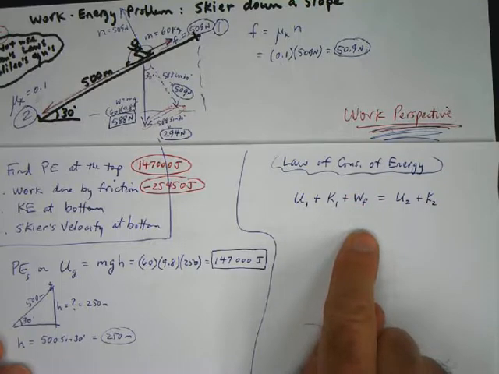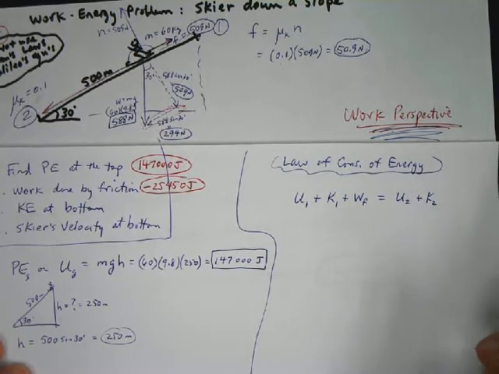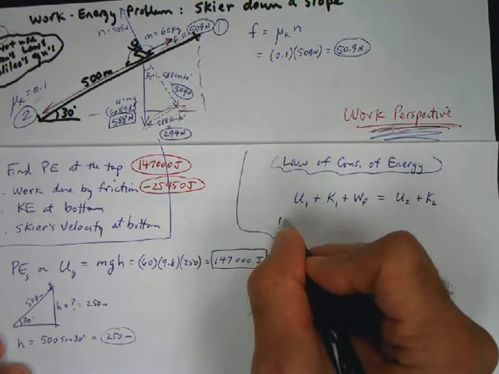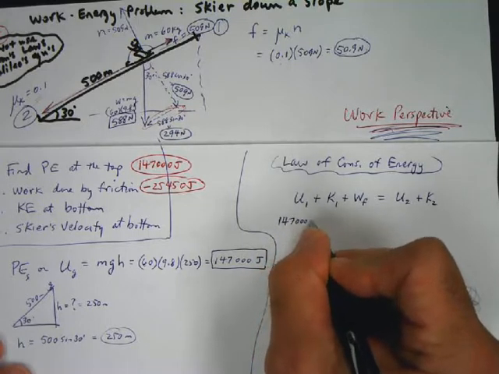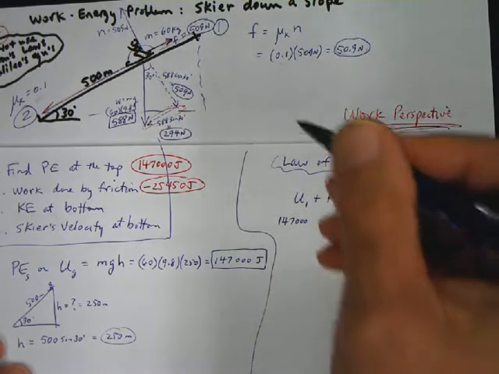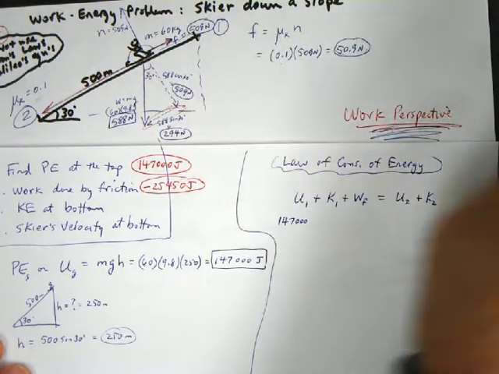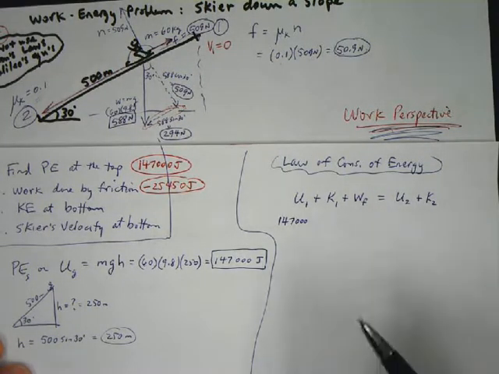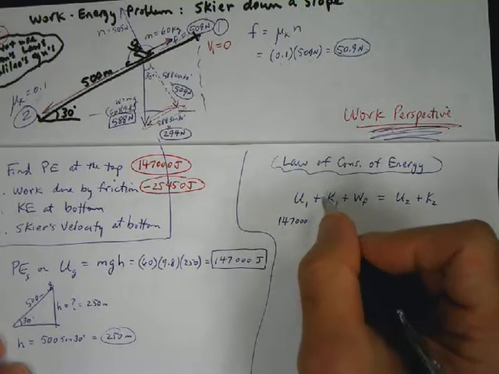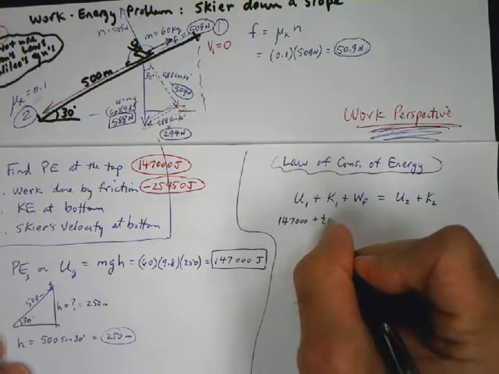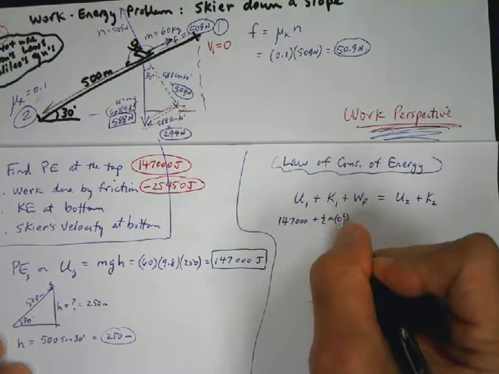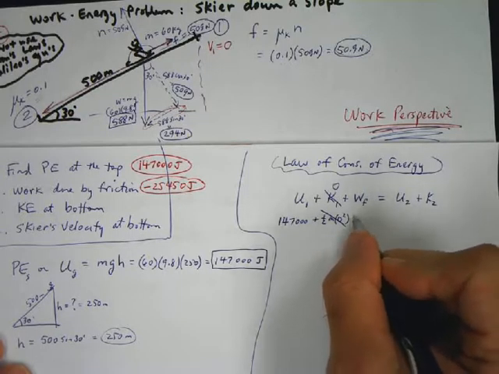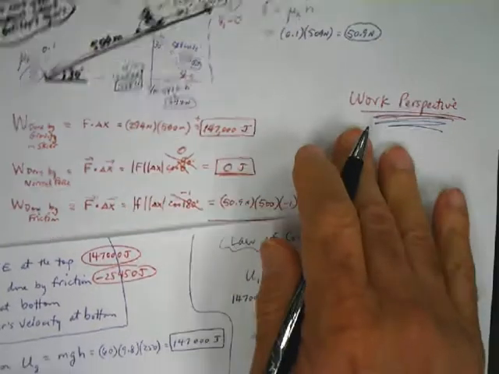Okay, we already found the potential energy at the top, so I'll plug that right in, 147,000 joules. The kinetic energy at the top, oh, I forgot to mention, the skier is starting at rest, so V1 is equal to 0. Remember, kinetic energy is 1/2 mv squared, so it's just 1/2 m times 0 squared, so that whole term just drops off. That's 0. The work done by friction, that's negative, isn't it, in this case? So that'd be a minus 25,450 joules.